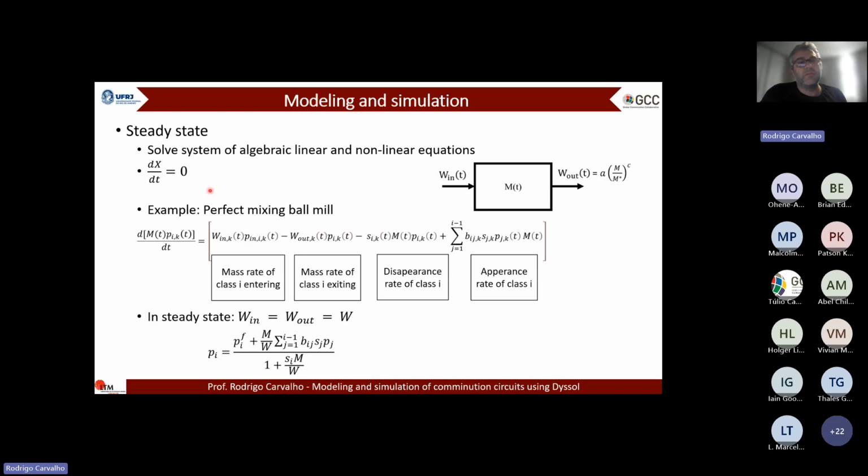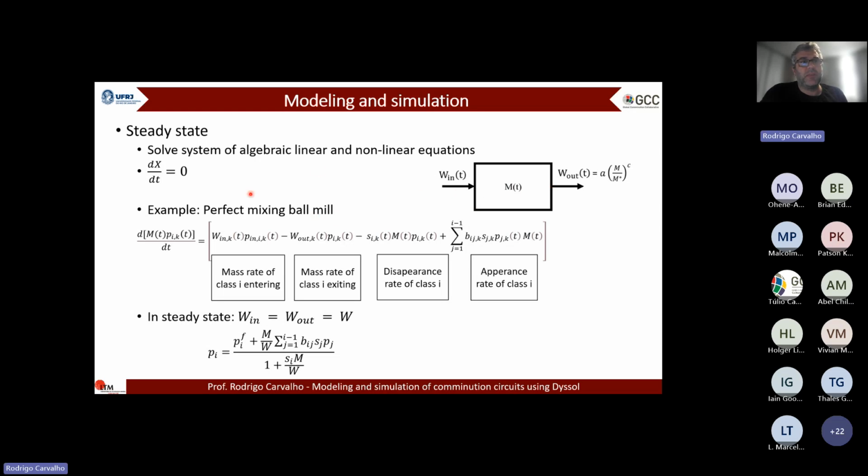So basically, all model equations have this time derivative as 0. So there's no variable that varies with time, and we're describing models with inputs and outputs.